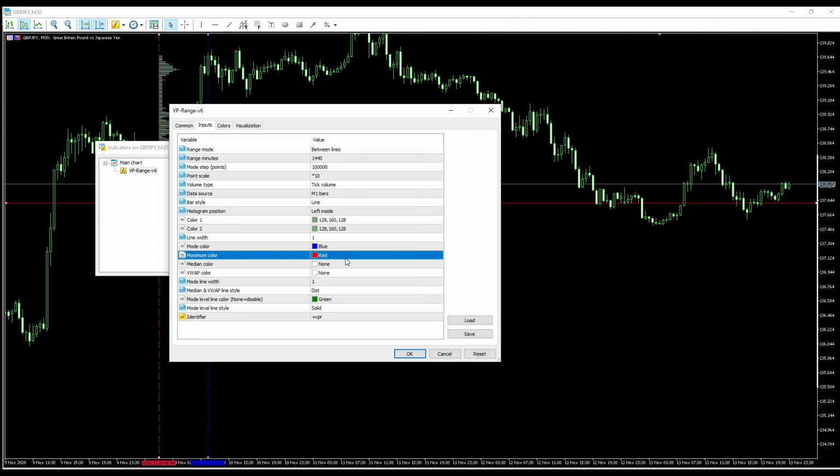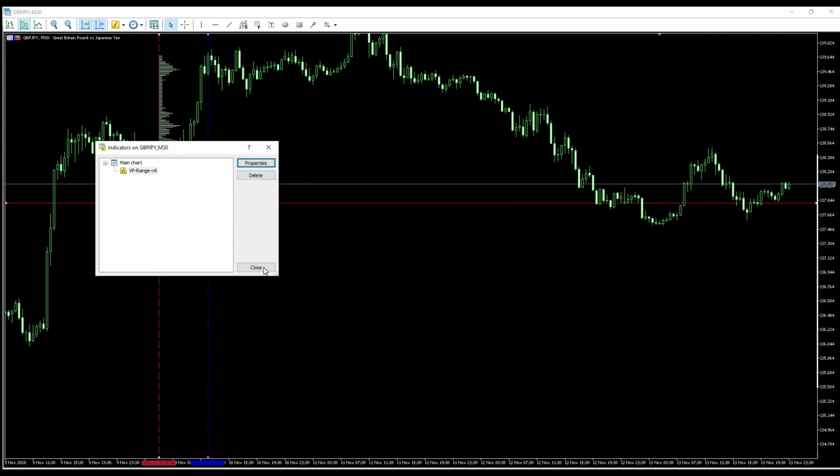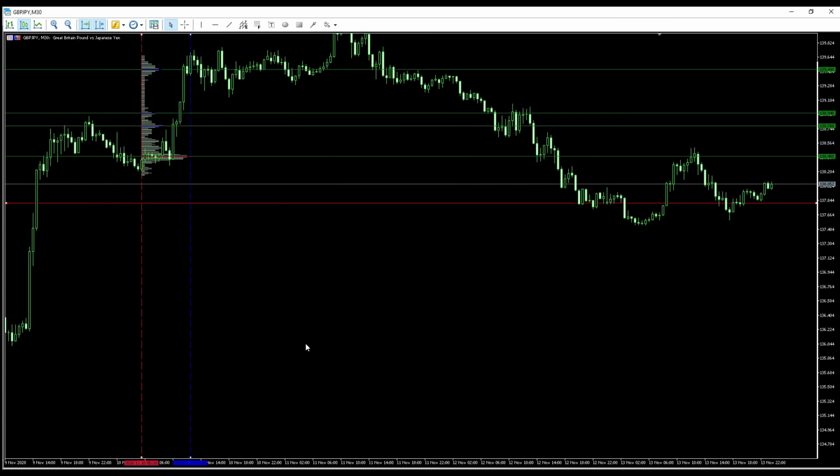My settings are there on the screen right now, where the red line basically represents my point of control. So if we change our mode steps into a smaller number, let's say for instance 100, you'll see this blue line, the mode. As you can see, there it is. The red line is actually a mode of that particular cluster. So the mode is based on those clusters.